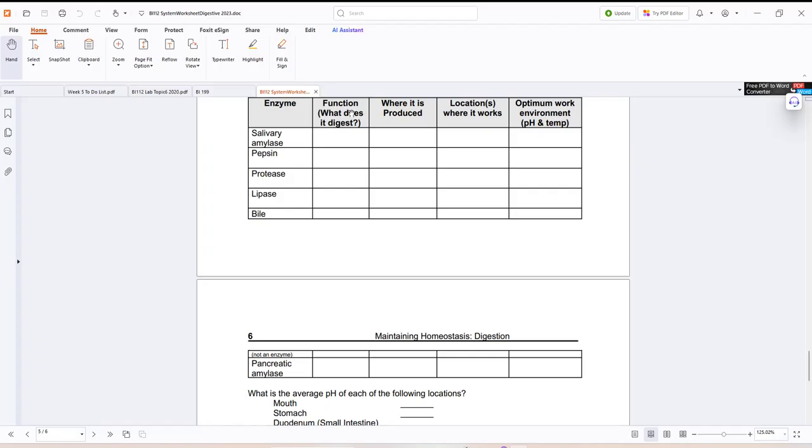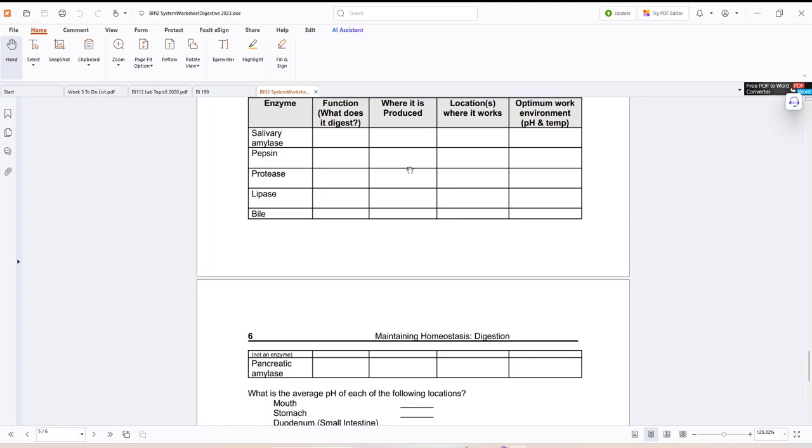You're going to write down what the enzyme does. What does it digest? Is it a carbohydrate? Is it a lipid? Is it a protein? Where is it produced in the body? Usually it's some sort of gland, or whatever part of the body, what organ, and then where does it work?